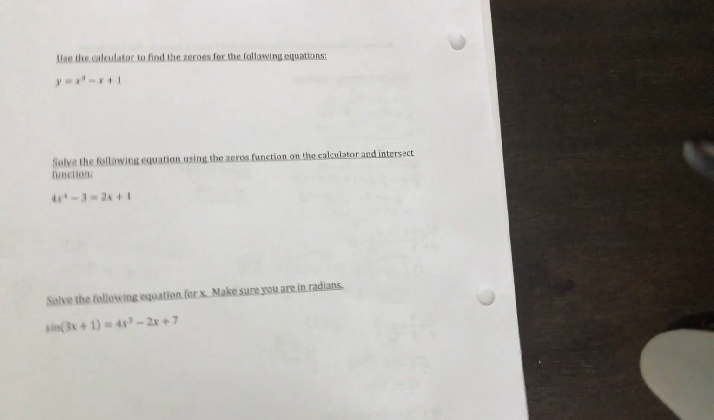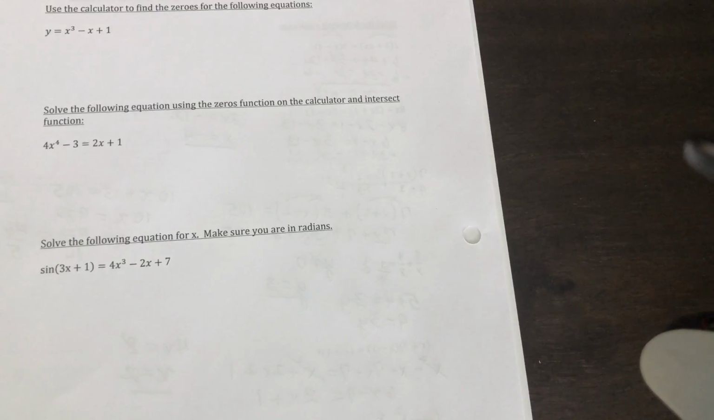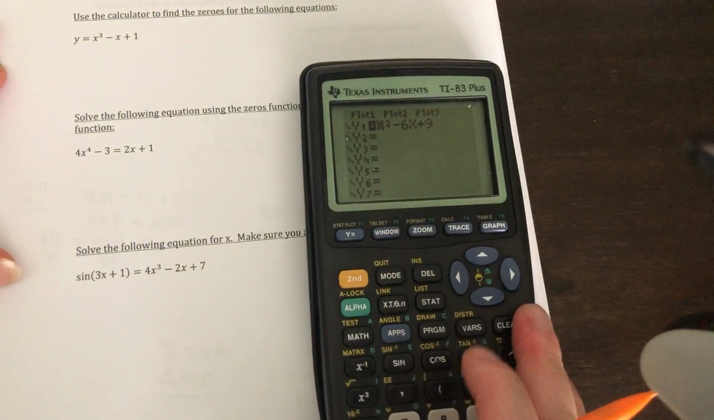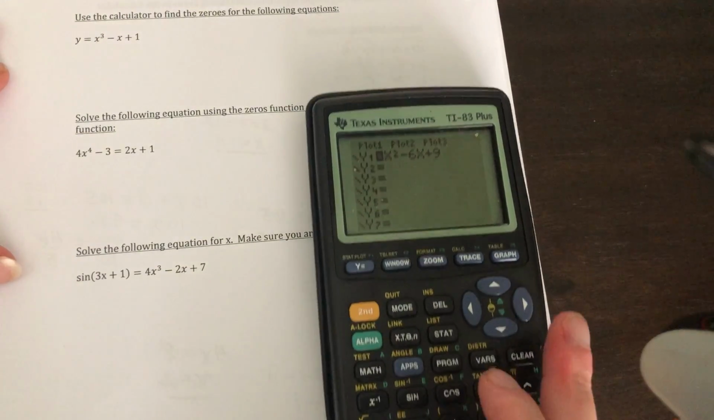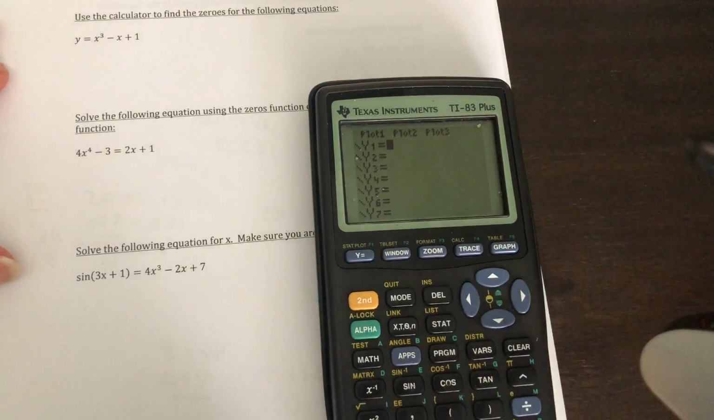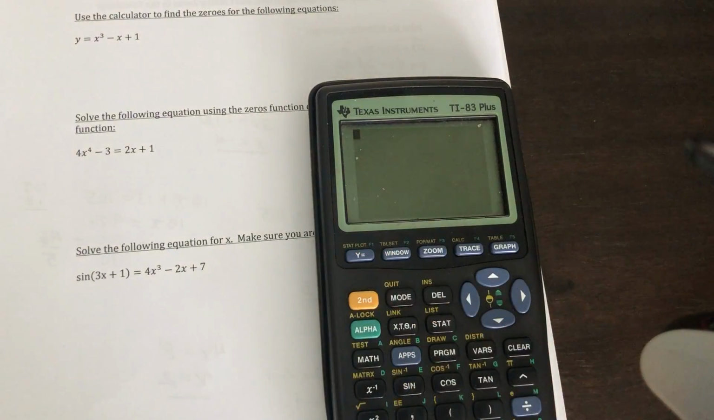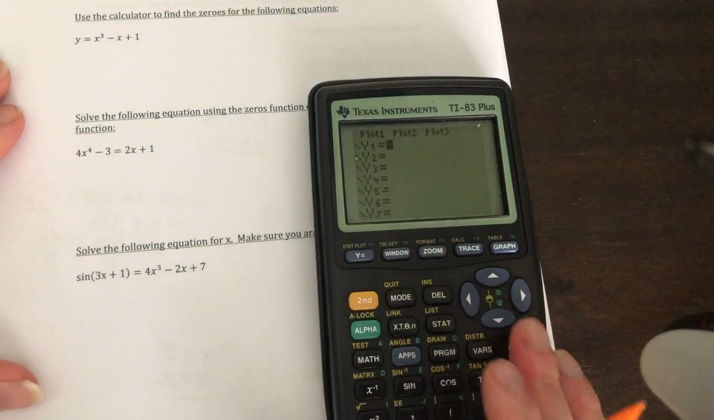Okay, so we're going on to the next page of the notes, and we're going to look at using the calculator to find your zeros. Now there's two main ways people teach this. I'm going to teach it using both ways. I use the zeros function a lot more than intersect. So yeah, here we go. So what we're going to do for the next one is y is equal to x cubed minus x plus 1. We're going to put that into y equals.